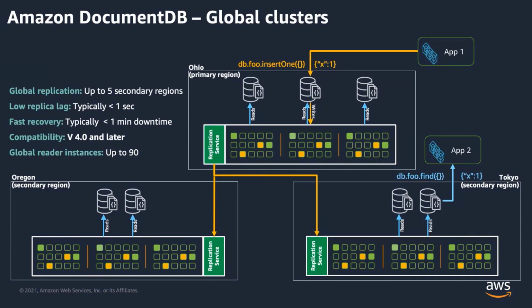Now, as you can see in the slide, we have a global cluster with 2 secondary regions, one in Tokyo and the other one in Oregon. And the primary region is in Ohio. Application 1 writes the data to the primary cluster in Ohio, and application 2 reads this data from the secondary cluster in Tokyo, typically in that 1 second or lower than that time frame.